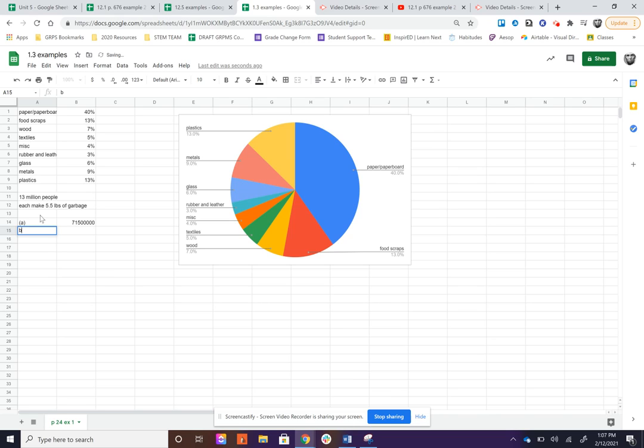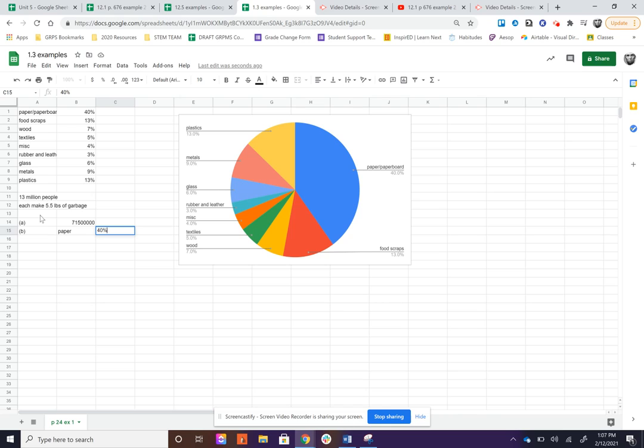Okay, B says, according to the graph, which category of garbage is the largest? So I think we can tell that that's going to be paper and paperboard. So I'm just going to say paper, and it is 40%.